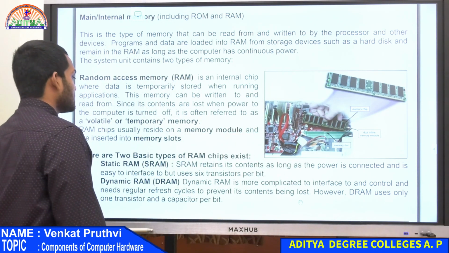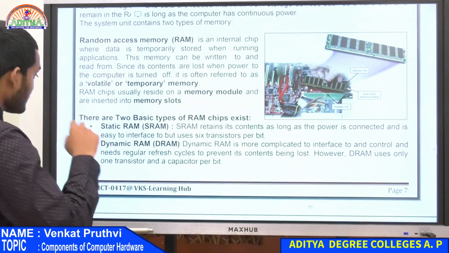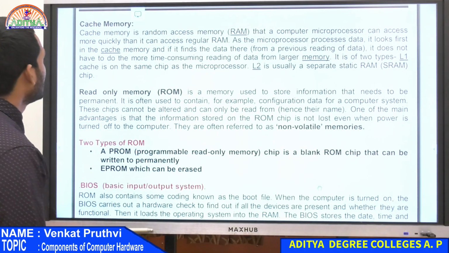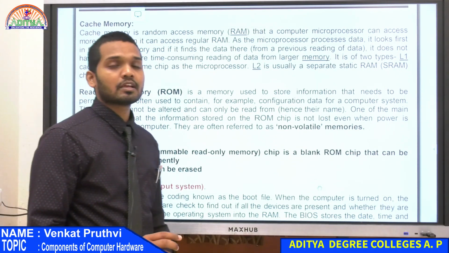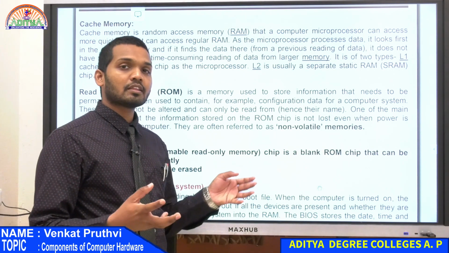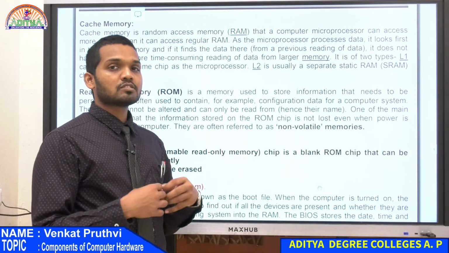There are two basic types of RAM chips: static RAM and dynamic RAM. And then cache memory. Cache memory is like a personal assistant to your RAM, and whatever instructions it has to do or whatever data you collect from the hard disk, the recent instructions, are all stored in the cache memory.